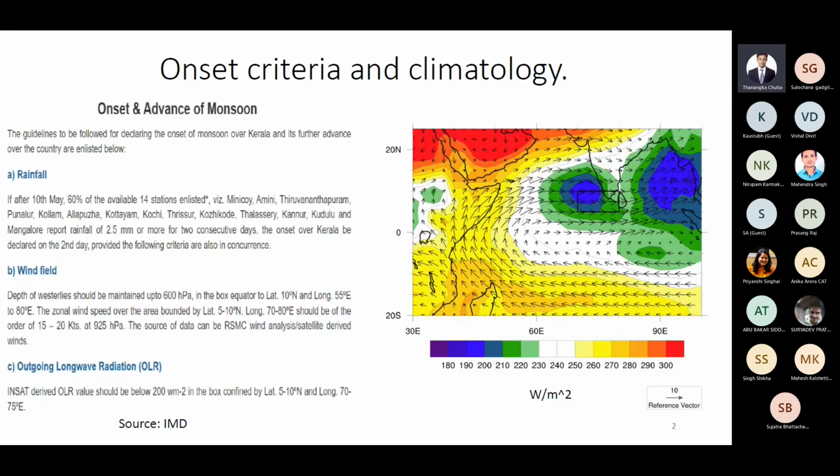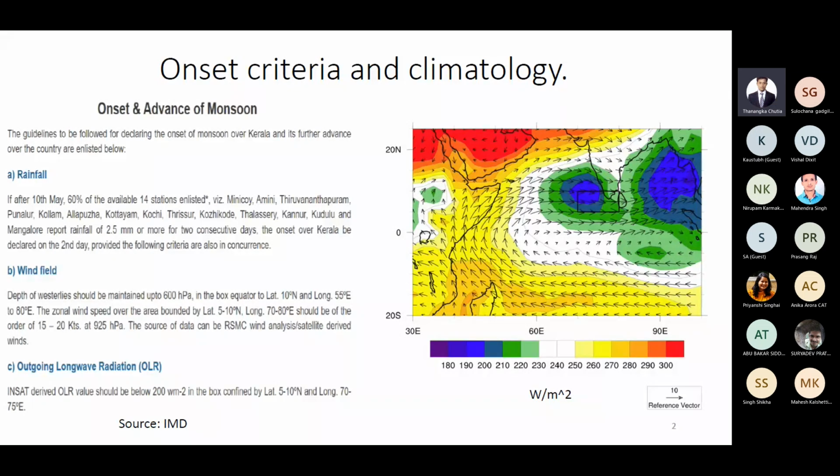If all these stations report 2.5 mm or more rainfall for 2 consecutive days, then the onset will be declared on the second day, provided the following criteria are satisfied. One is the wind field. The first criterion is that the depth of the westerlies should be maintained up to the 600 hPa level over the box from the equator to 10 north and 55 to 80 east, and zonal wind speed over the box 5 to 10 north and 70 to 80 east should be of the order of 15 to 20 knots. That is at 925 hPa.